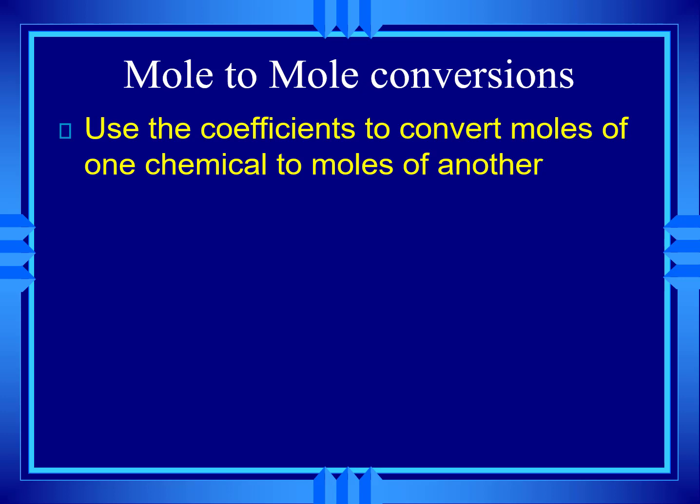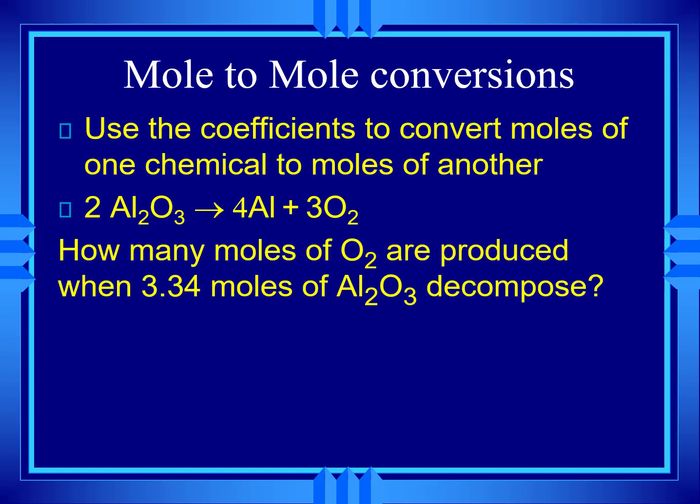as conversion factors. So for example, in this balanced equation, I can read this as 2 moles of Al2O3 make 4 moles of Al and 3 moles of O2. So that allowed me to answer questions.